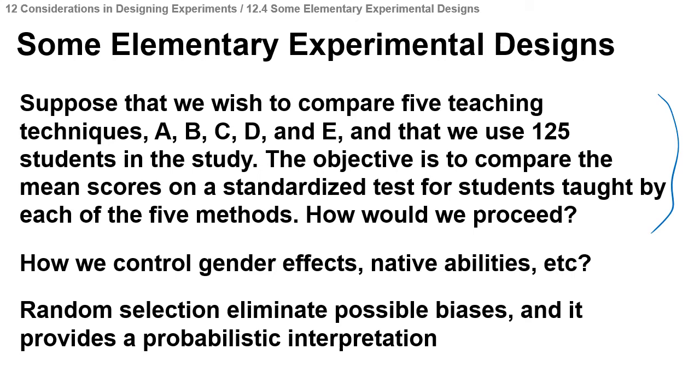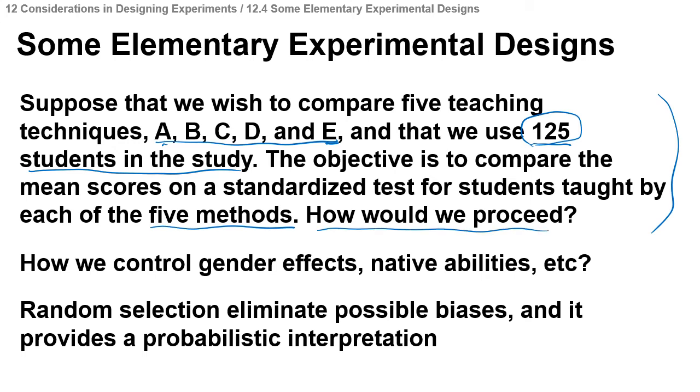Suppose that we wish to compare five teaching techniques, A, B, C, D, and E. So we have five teaching techniques, and we use 125 students in the study. The objective is to compare the mean scores on a standardized test for students taught by each of the five methods. So for 125 students, we want to compare teaching techniques A to E. And how would we proceed?